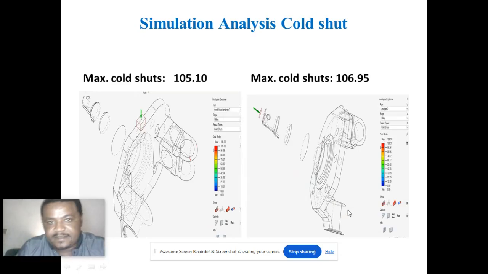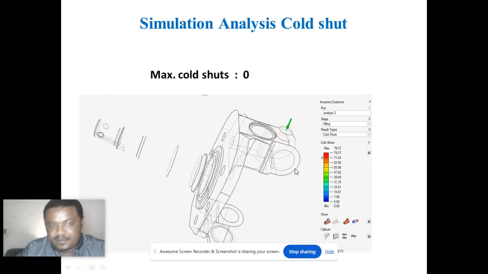On the next analysis of cold shut, the cold shut is 105.1 on the first analysis, 106.95 on the second, and 0 in the third analysis.